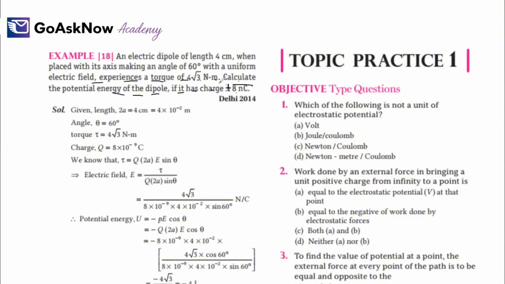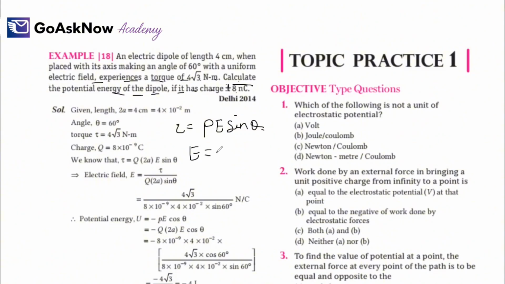Now we have to see the angle here. Angle theta is equal to 60 degree, and charge value is 8 into 10 power minus 9 coulomb. We know that torque is equal to Q into 2A into E sin theta, because torque is equal to tau equals PE sin theta. So just apply that formula.